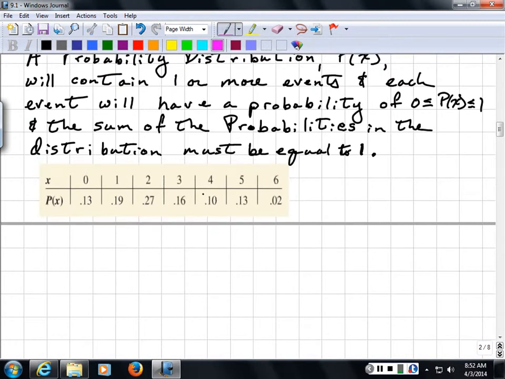So before we move on, verify that that's a probability distribution. So we're going to verify that this is a probability distribution. And how would you do that? Make sure that they're all between 0 and 1. And if they are, good. Now add them all together and make sure that they equal 1.